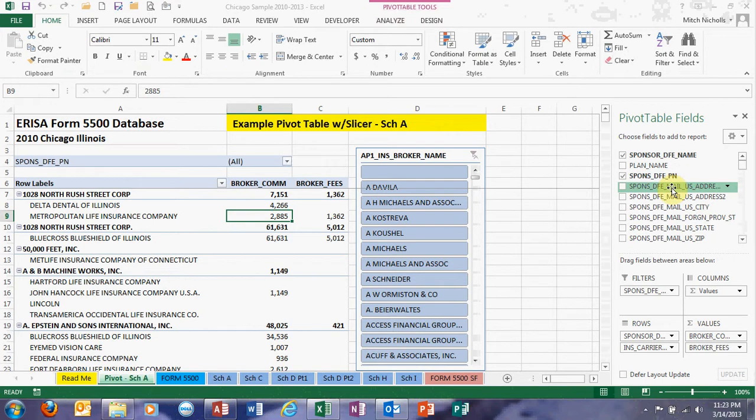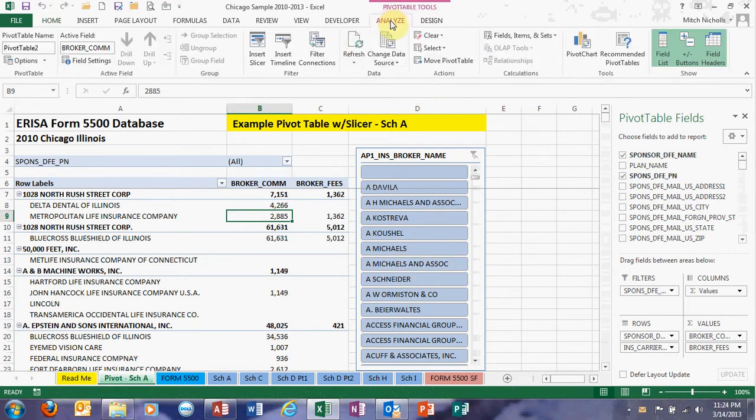Again, once you get used to what the various field names are and what they do, you can pick out, there's only a few of them that are really important. The plan number, the name of the employer group, the insurance carrier name, the amount of what their fees are, and throw that in through here. I like using the slicer feature here.